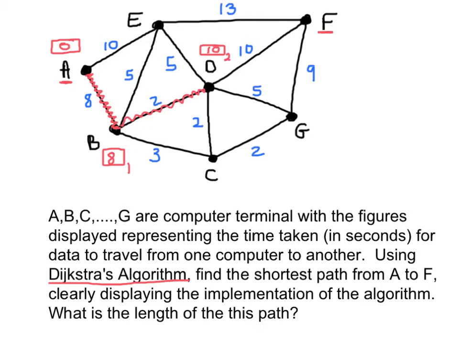Now on the third search, the algorithm looks out from A, B and D, and calculates the combined weight out from there and chooses the smallest one. So again it has AE is 10. It has BC is 11. It has BE is 13. Then it has DE, which is 15, DF, which is 20, DG, which is 10 plus 5, 15, and lastly DC, which is 10 plus 2, which is 12.